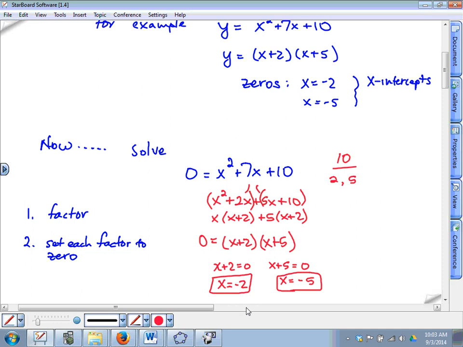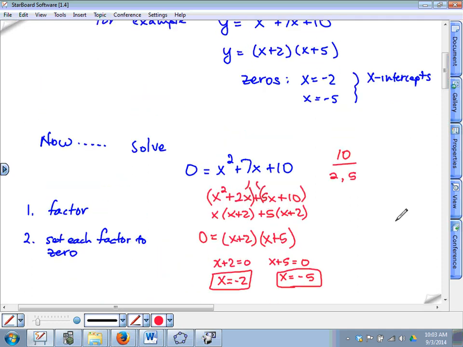So right now we know 3 words that mean the exact same thing. Zeros are the same as what? Zeros are the same as x-intercepts, but now we've seen also that they're the same as solutions to the equation if it equals 0. They all mean the same thing. Zeros, solutions, x-intercepts. All the same.